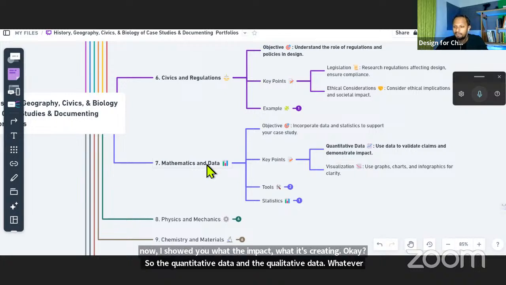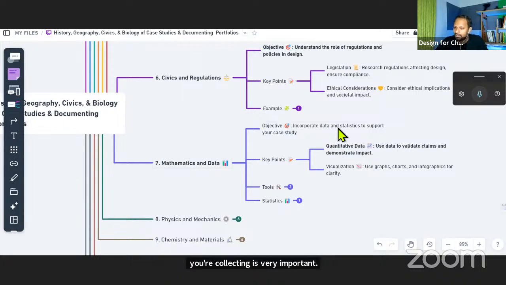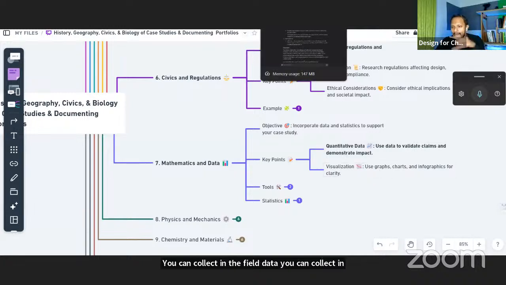This will majorly come in field data, guys. You can collect field data, you can collect from secondary sources, you can collect from a website, or you can collect from an online AI tool, something like that. And also make sure you validate in real time also.